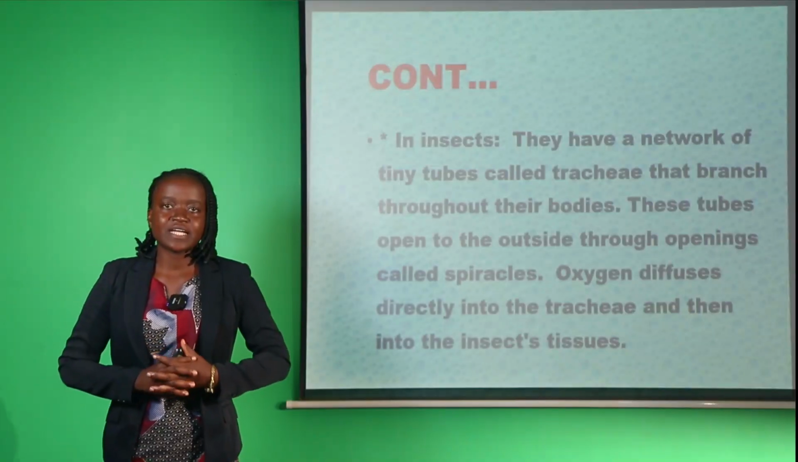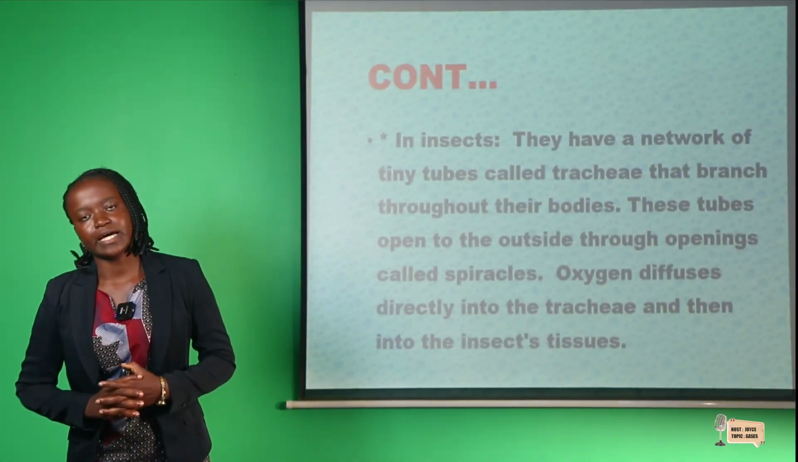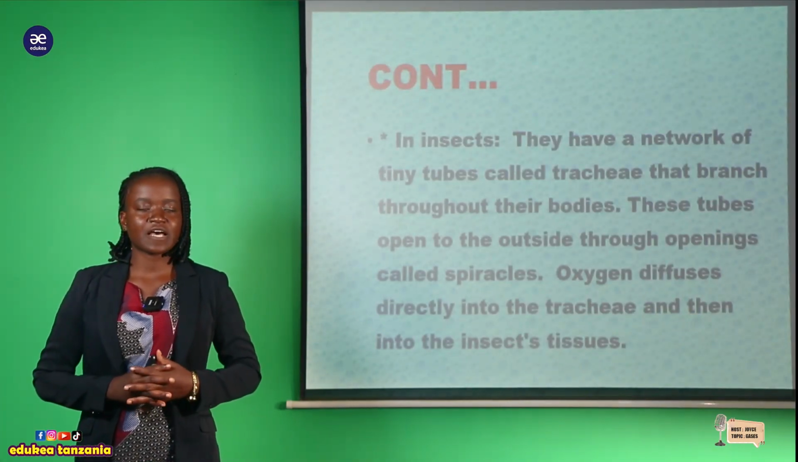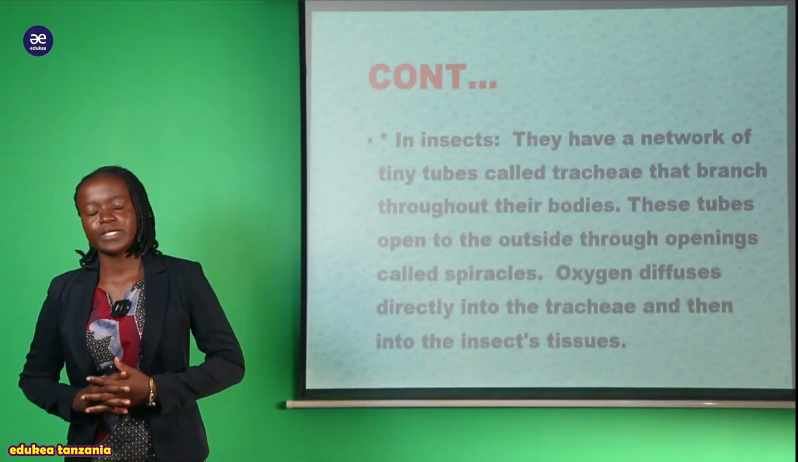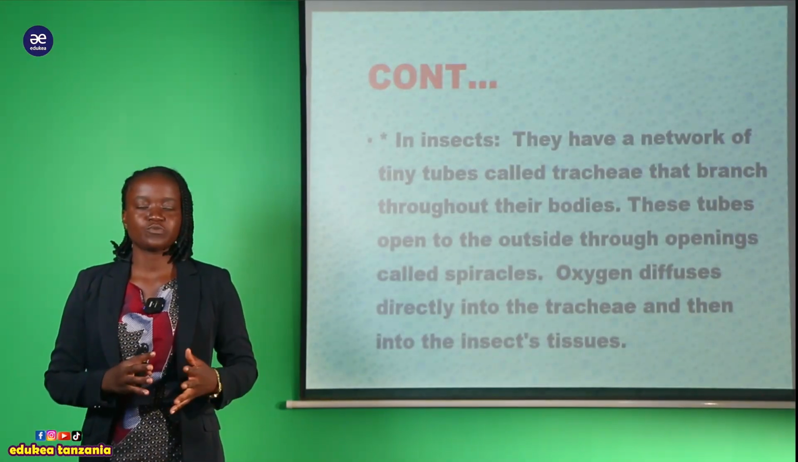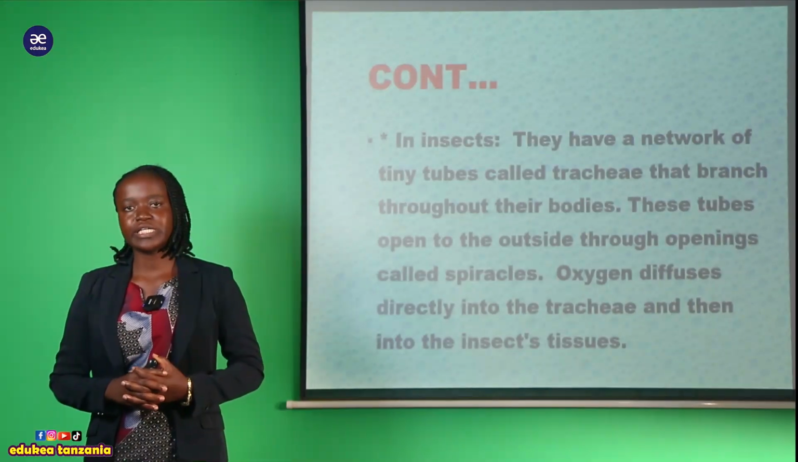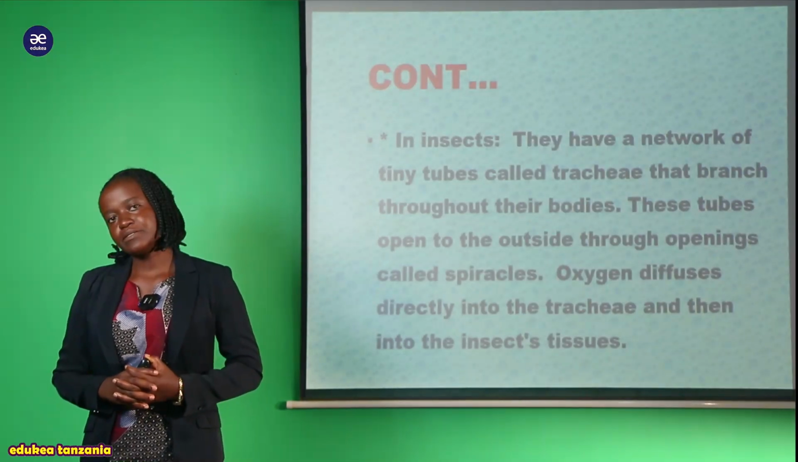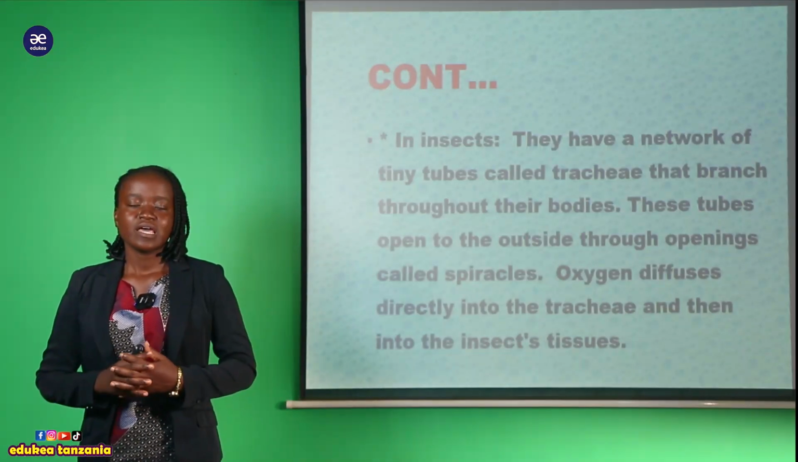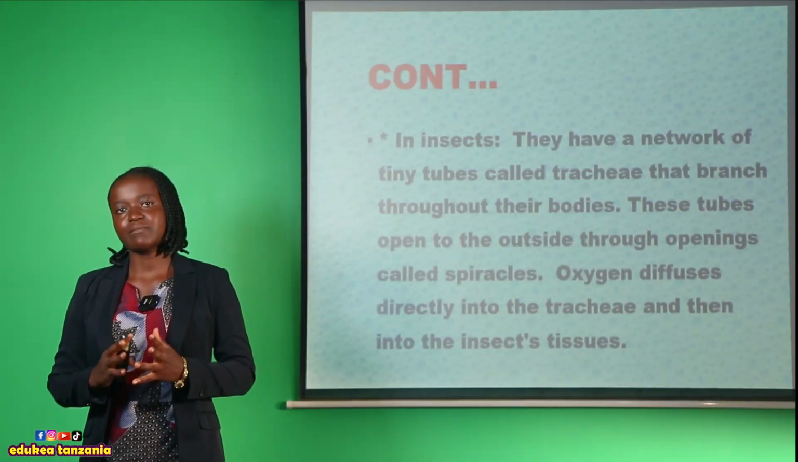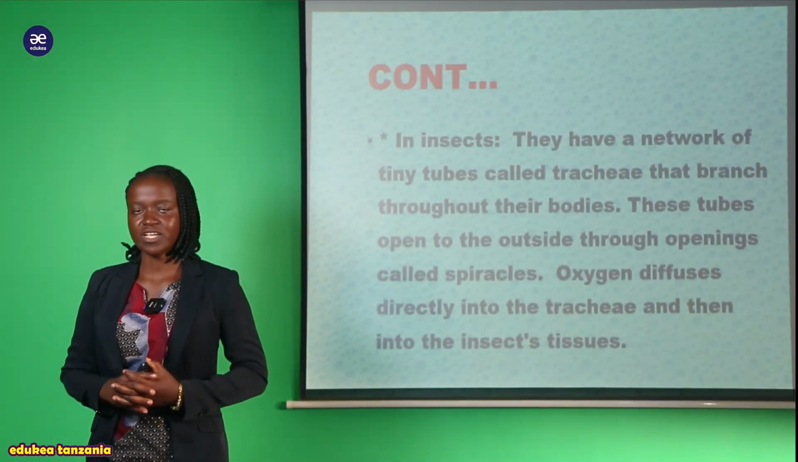Okay, now my students, here we are proceeding looking at the respiratory surfaces in several organisms, and we try to look at the human being. We have said that the human being possesses alveoli, which are found in the lungs, but also we try to look at the fish, whereby the fish possess gills. Gills ndio ambayo inasaidia kwenye process nzima ya gaseous exchange.